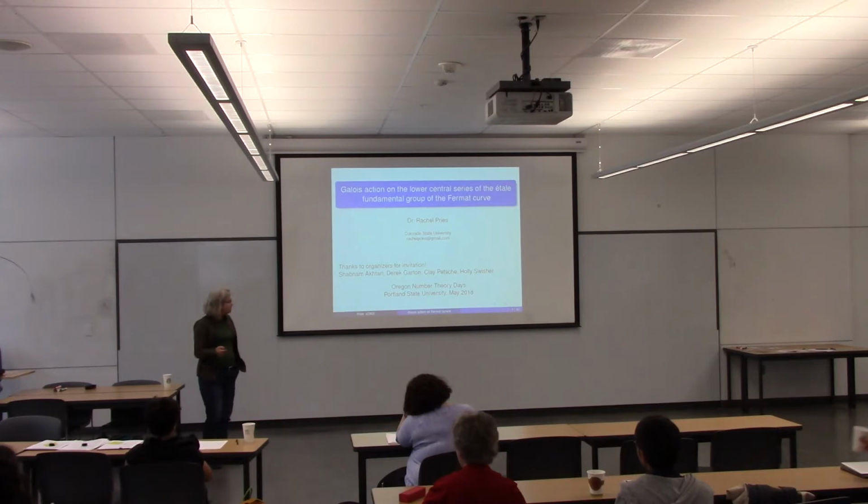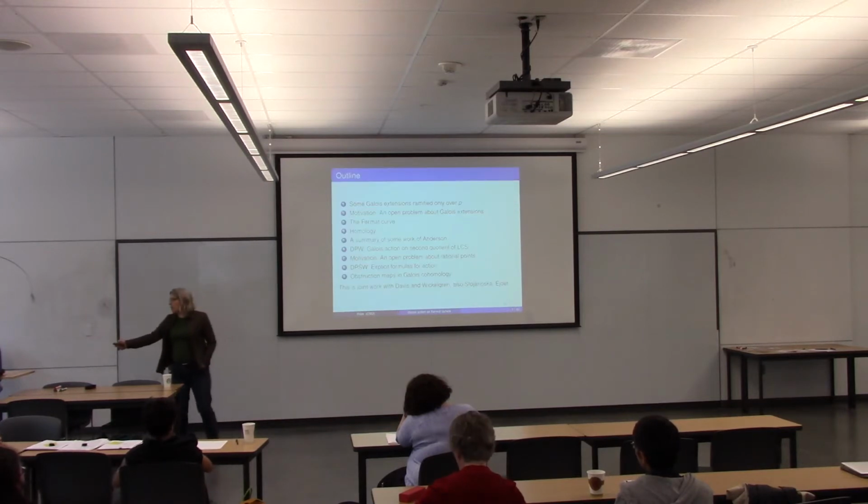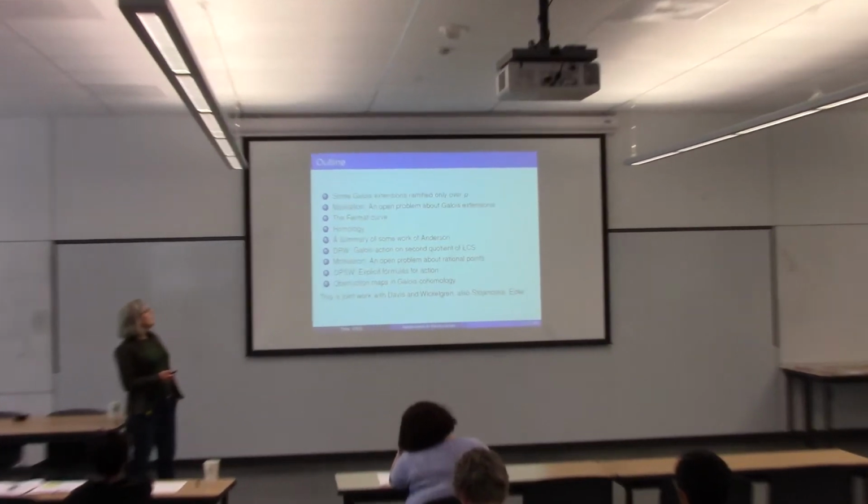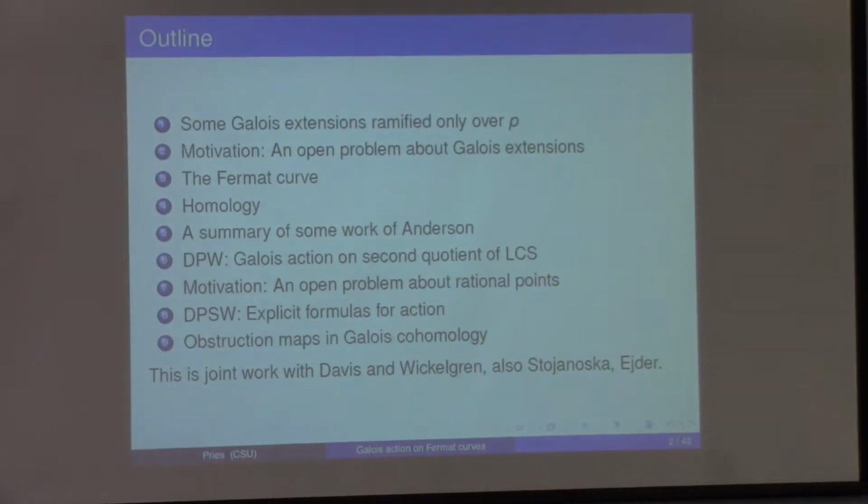So this is a project in Galois theory and Galois cohomology. I'd like to give some overview of some of the big open problems in the area that are motivating this project, even though they're not directly related to this project itself. There are some really important questions that you've probably heard of before about Galois extensions and about rational points.